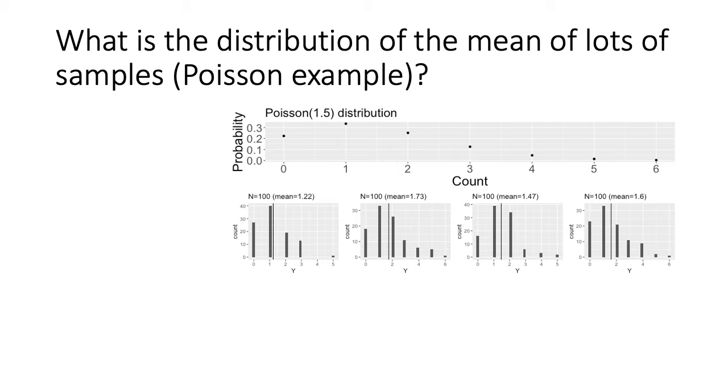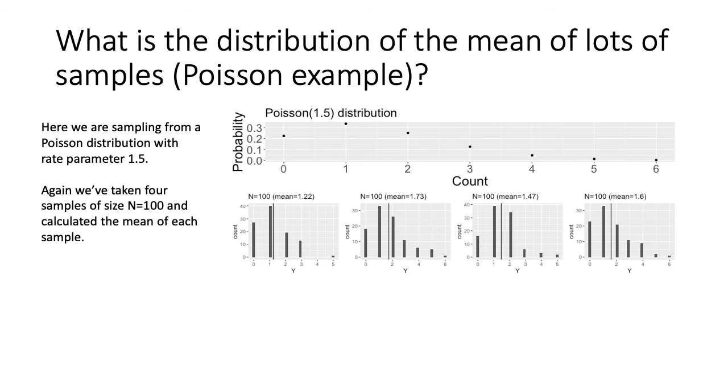Okay, so let's suppose that instead of starting with a normal distribution, we start with a Poisson distribution. And again, I've gone back to this Poisson 1.5 distribution that we had before. So here again, we see 4 samples of size 100 with the respective means 1.22, 1.73, 1.47 and 1.6. So what distribution do the means have in this case? Would it be Poisson or would it be something else?